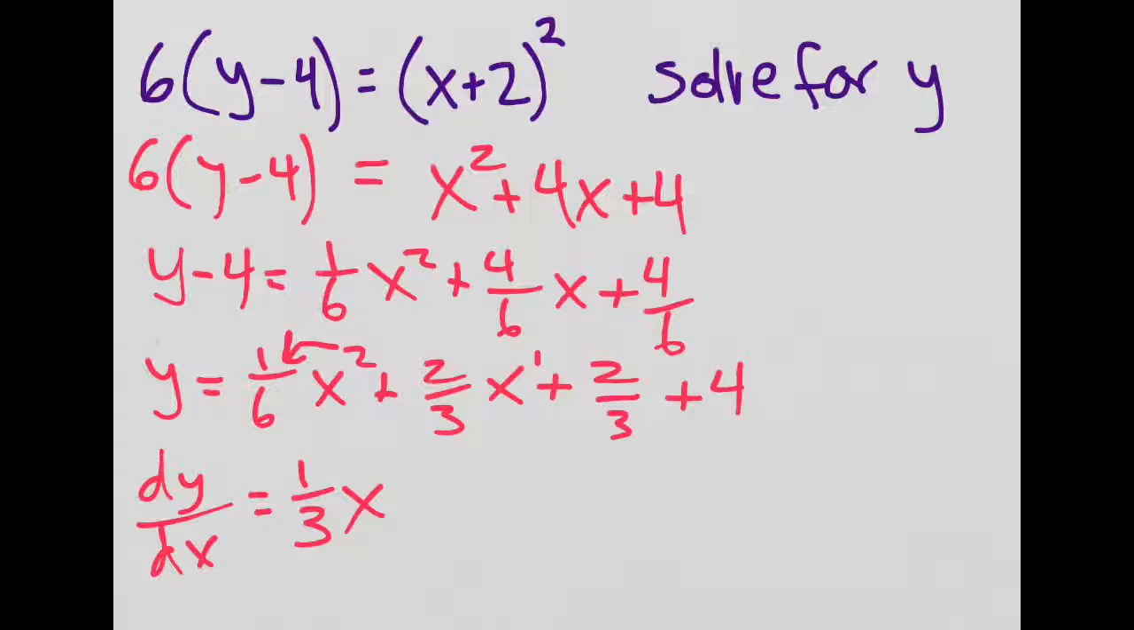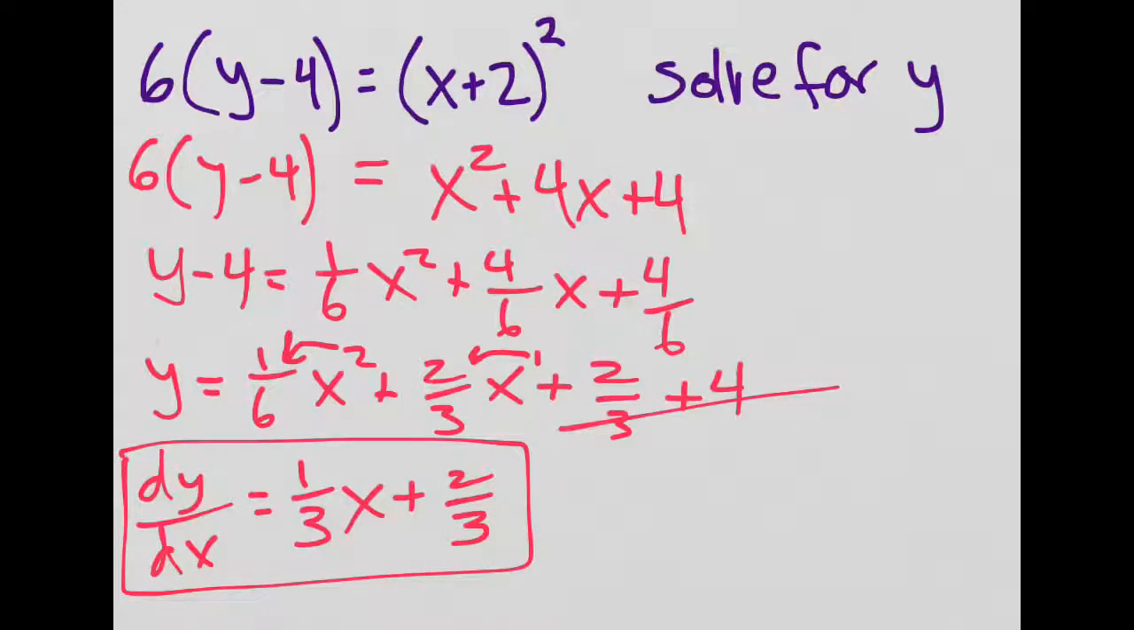And then my next term is a 2/3 x. Well, my power there is 1, so I multiply 1, and I get my positive 2/3. And then I subtract 1 from my power, which means my x to the first becomes an x to the 0, which is just a constant term. Then I have my 2/3, and remember, anytime you take the derivative of a constant term, you just get 0, so that just goes away. And so I end up with the derivative of my function as 1/3 x plus 2/3. dy dx equals 1/3 x plus 2/3. So hopefully you ended up with that as well.